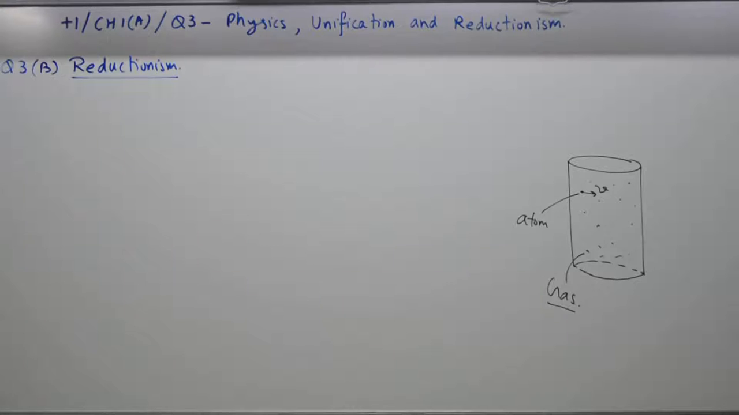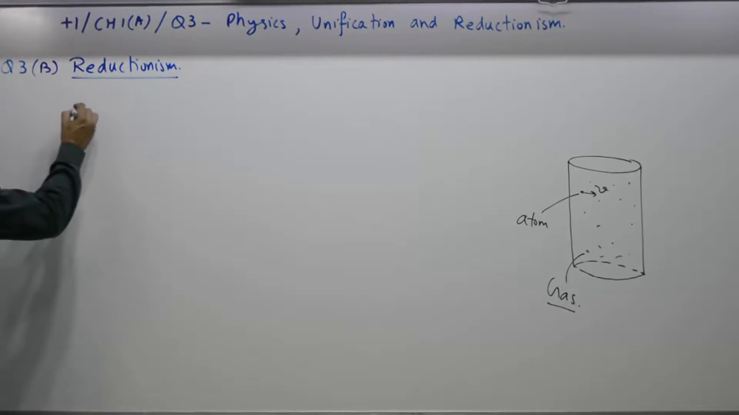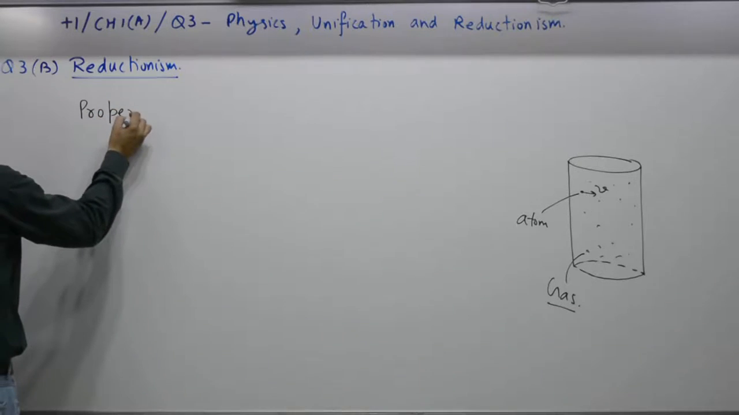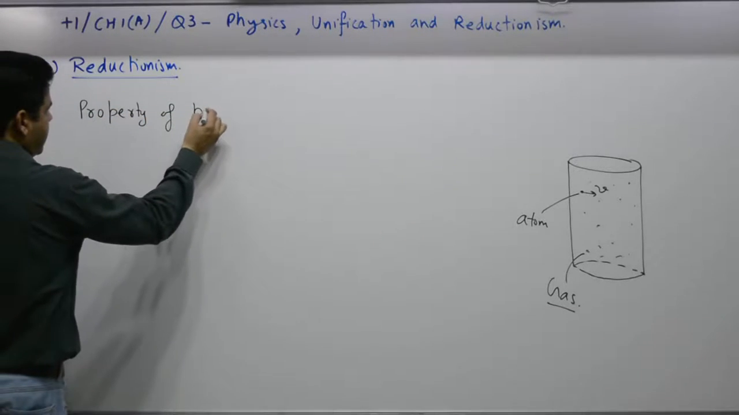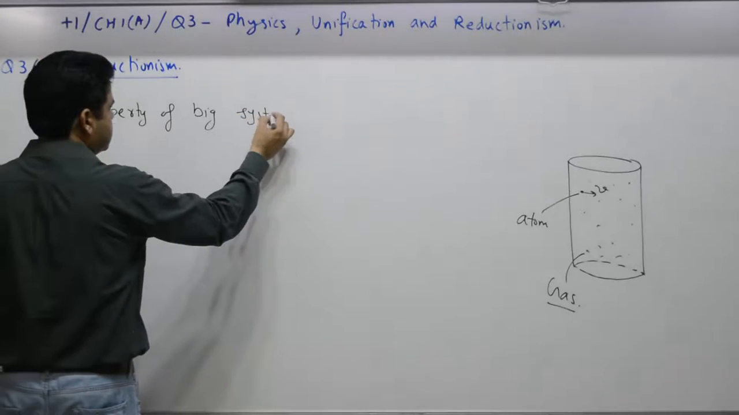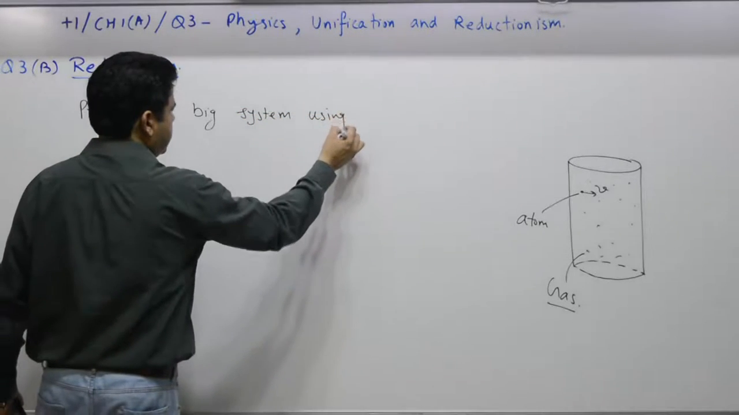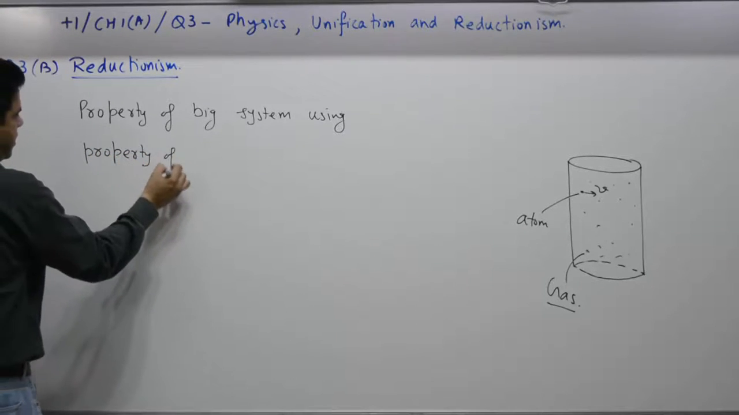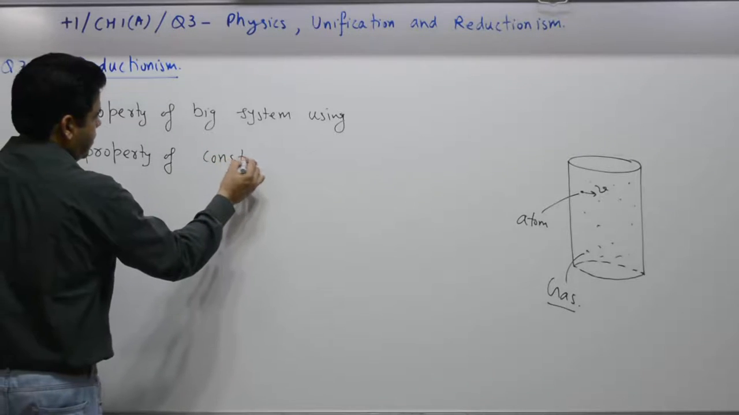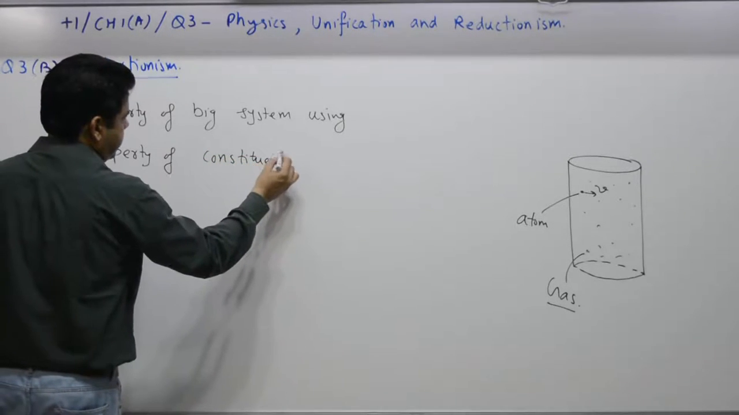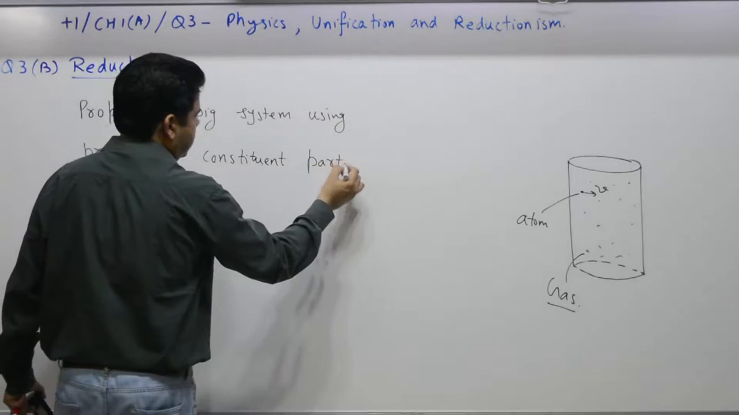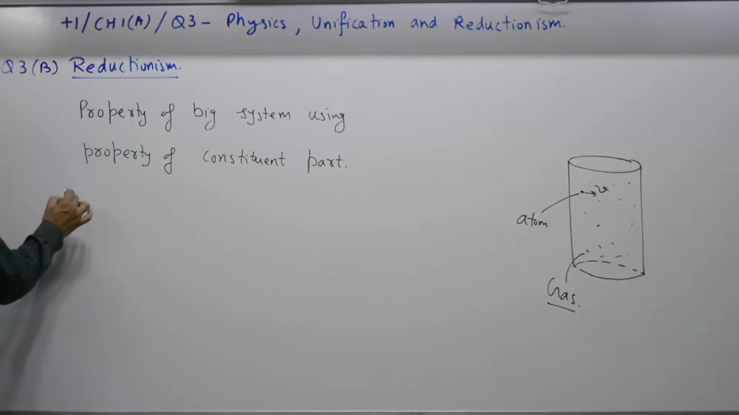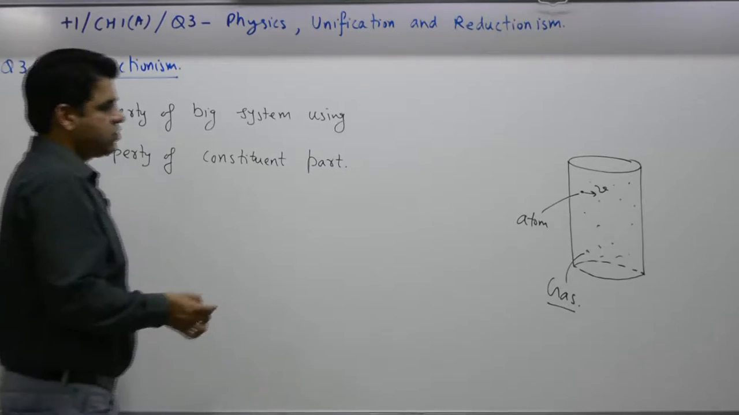Repeat. Process to derive the properties of a bigger system by understanding properties of constituent parts. That is, you can explain the property of a big system using the property of a constituent part or particle. Example, here what is the constituent part? Atom.